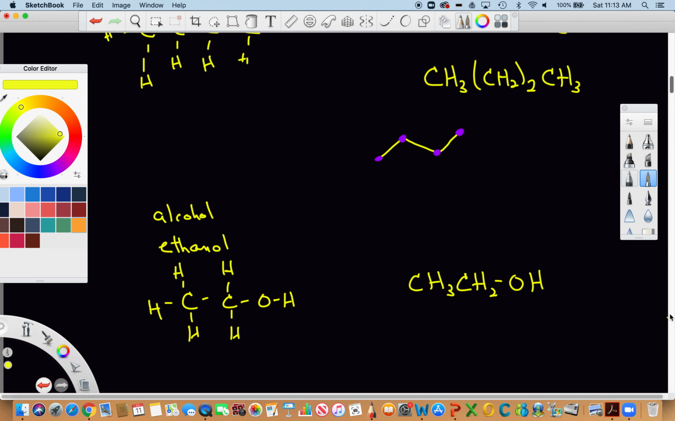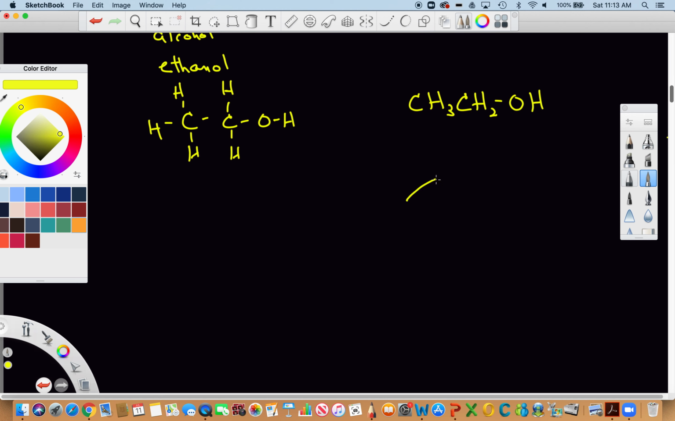The lines, this one here would be an OH. So it's understood that this carbon has one line to it, so it has to be CH3. It's understood that this one has two lines to it, so it must be a CH2.